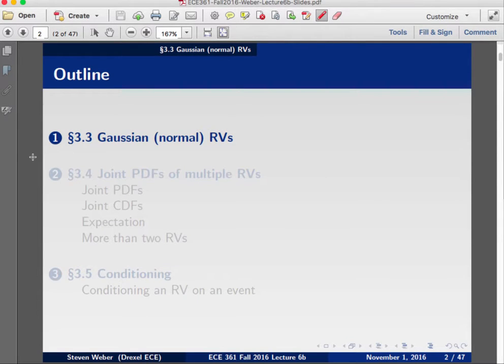In today's lecture, we'll cover three topics. First, Section 3.3 on Gaussian or normal random variables. Second, Section 3.4 on joint probability density functions for multiple random variables. And third, Section 3.5 on conditioning, which we will start but not finish in today's lecture.